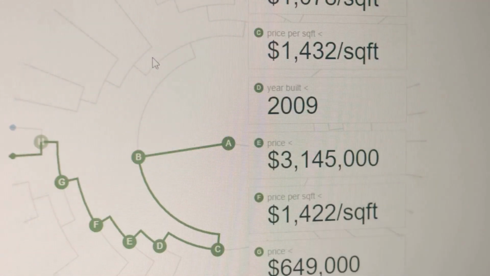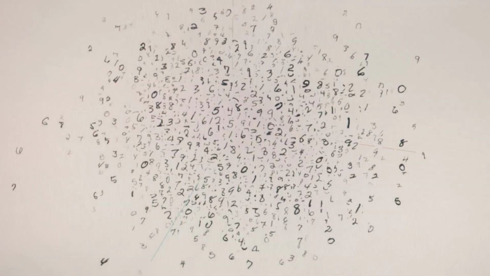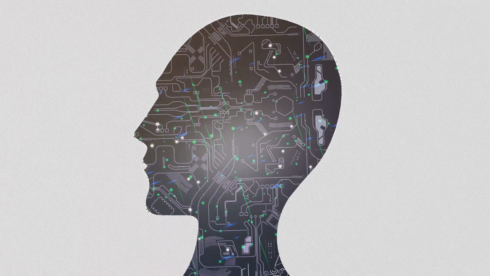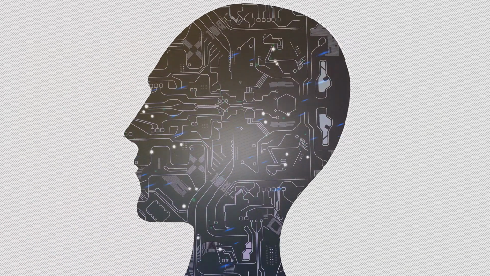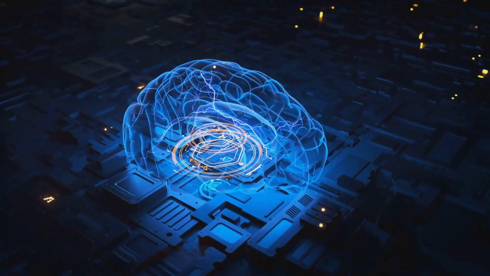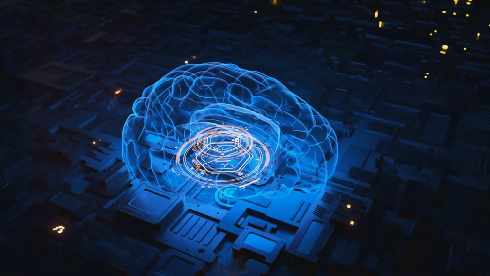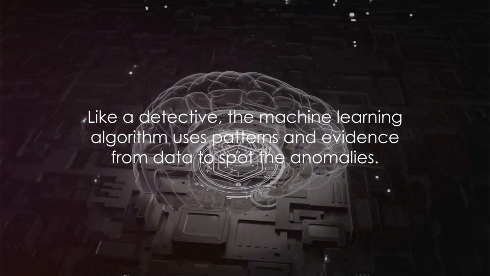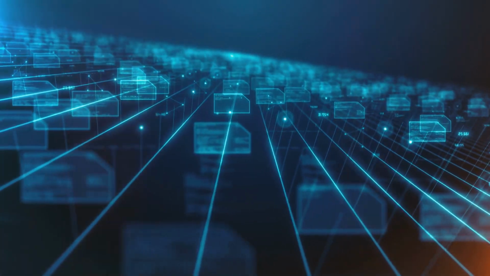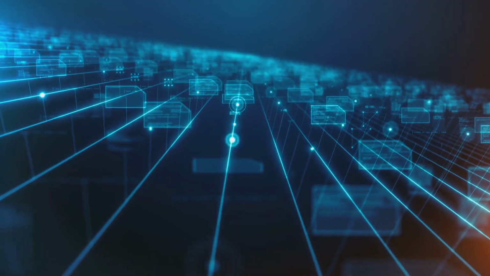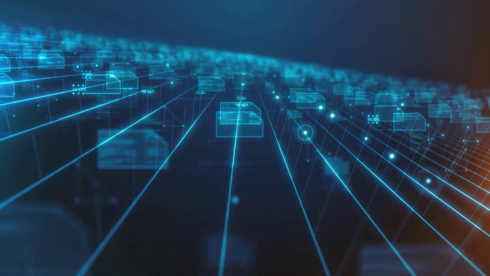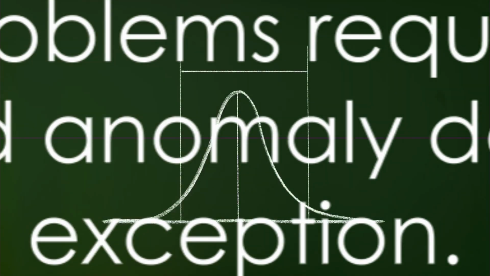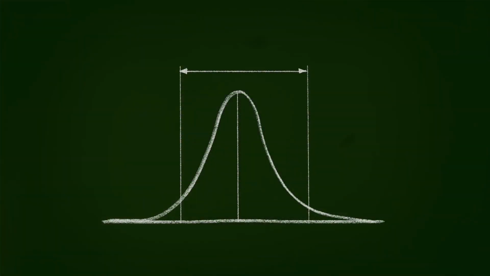While machine learning makes anomaly detection more efficient and precise, it's not a magic wand. It needs the right data, the right algorithms, and the right tuning to do its job effectively. But when all these pieces fall into place, it's a powerful tool that can help us identify risks and prevent potential issues before they escalate. Like a detective, the machine learning algorithm uses patterns and evidence from data to spot the anomalies. Just as Sherlock Holmes uses his keen observation and deduction skills, machine learning uses data and algorithms to solve the mystery of anomalies. Different problems require different solutions, and anomaly detection is no exception.